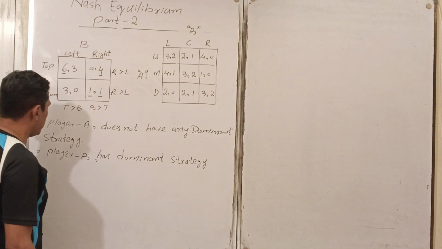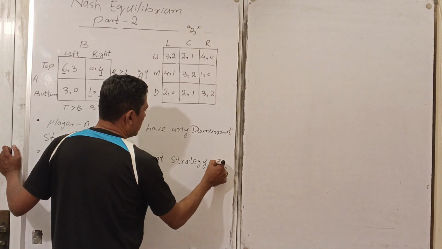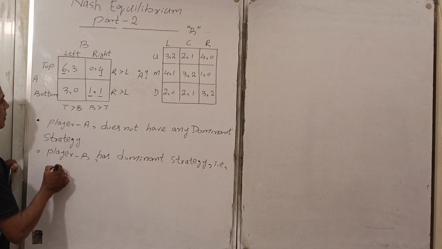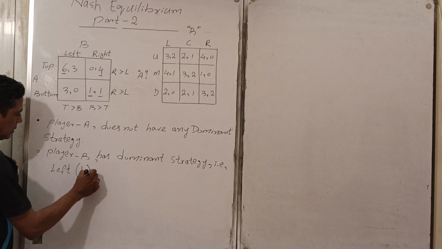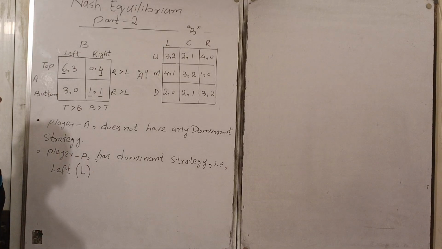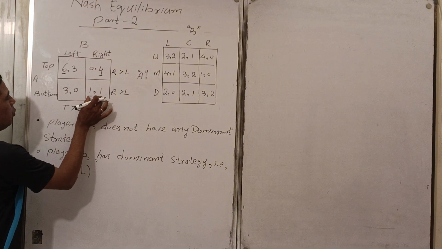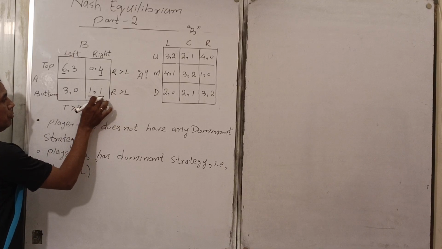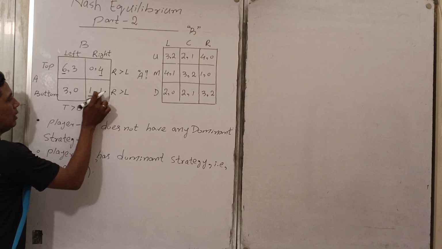Player B has a dominant strategy, that is what? That is left. That is left. Okay. So it means look at this one. Now the 1, 1, both numbers are underlined here. We have the underline or the mark on both these numbers, 1 and 1.